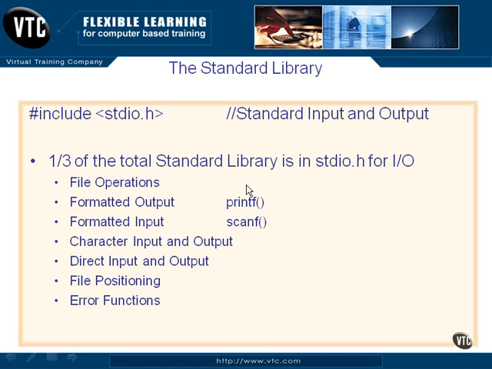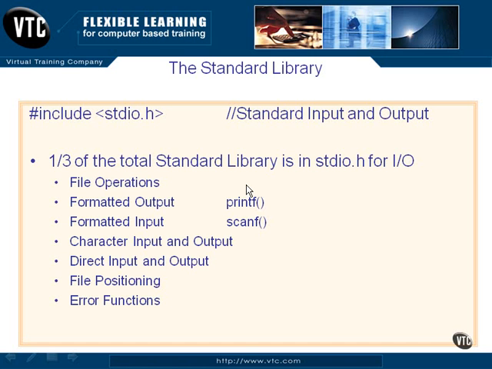The first section that we're going to take a look at is the standard input and output, and that includes file operations. And most of the standard library is in stdio.h for input and output, and that's the file operations. We'll see that. We'll take a look at formatted output and input. We'll look at the character-based input and output, direct input and output, straight to the file system or to a device, file positioning, error functions, quite a few things.